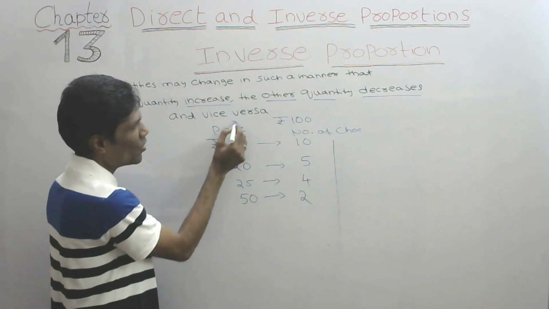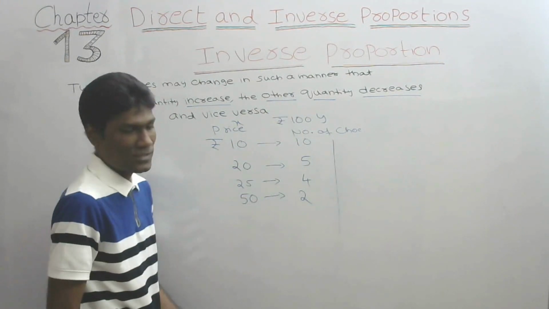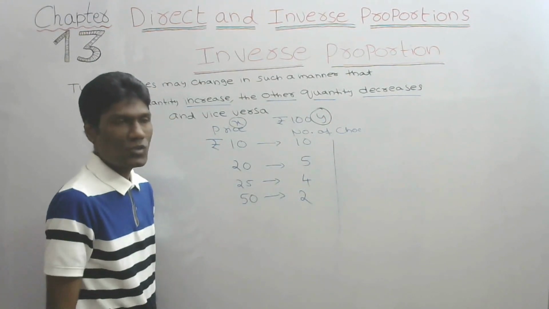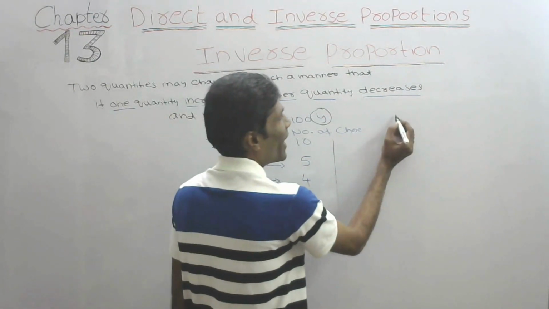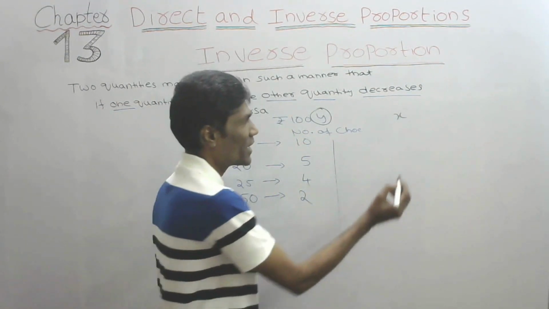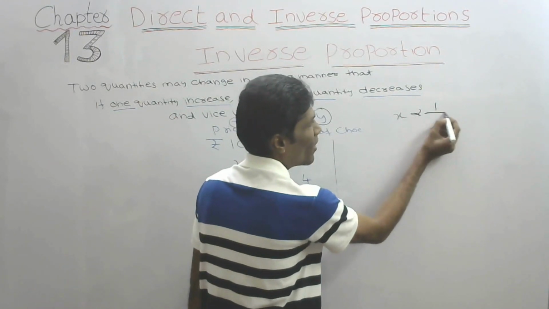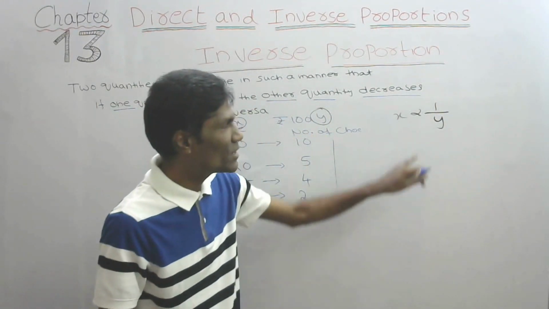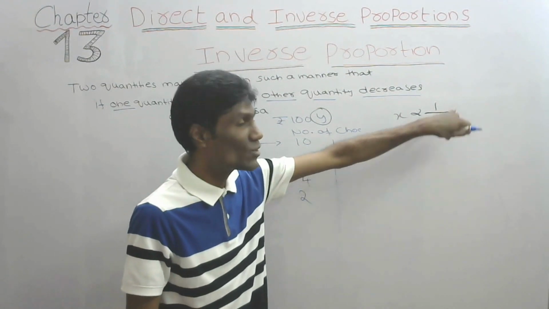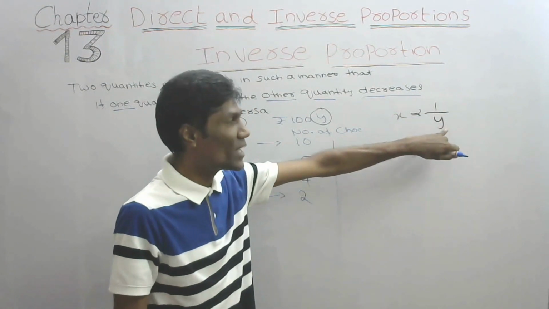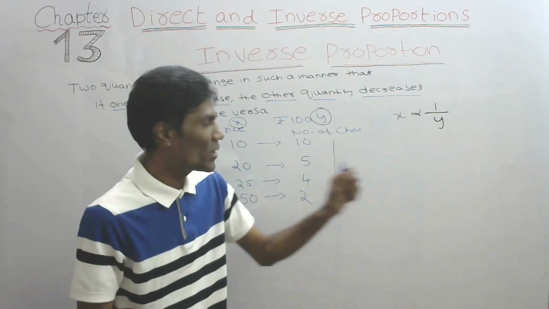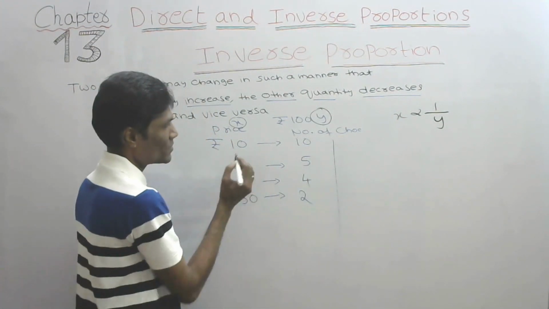Say this is called X and this is called Y. For example, this is X and this is Y. So how will we write it? X is inversely proportional to Y. Remember this symbol: in direct proportion we used this, but we used it in the numerator only. If it is inversely proportional, we will write like this, that is, in the denominator. Okay, now let us understand this.